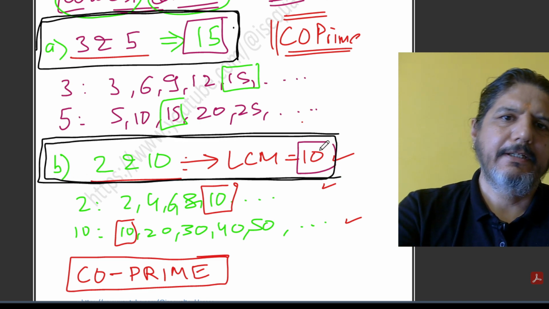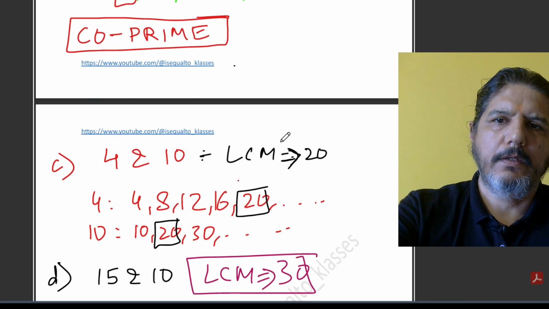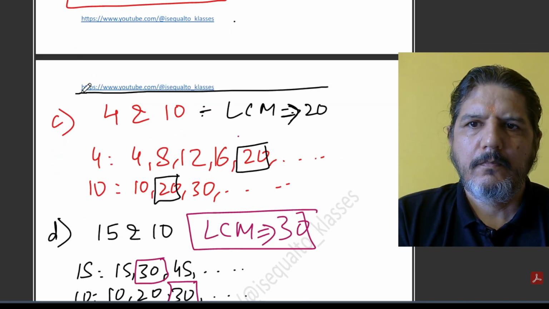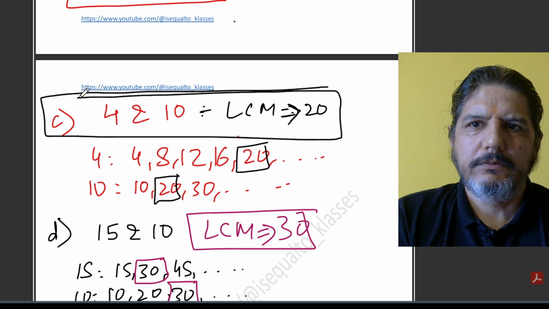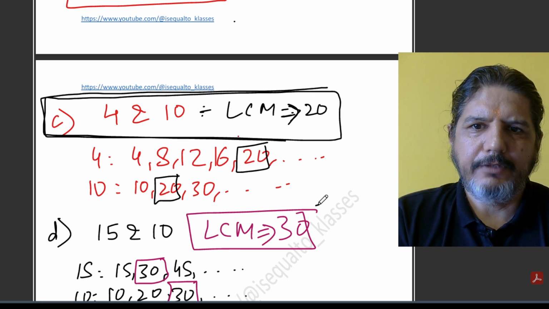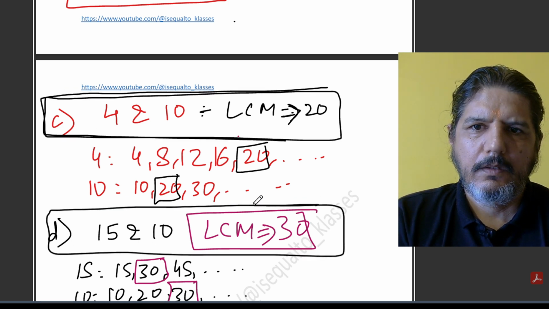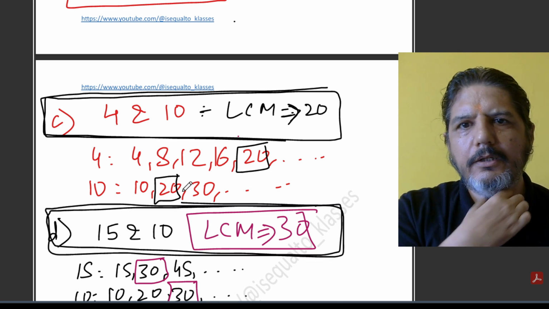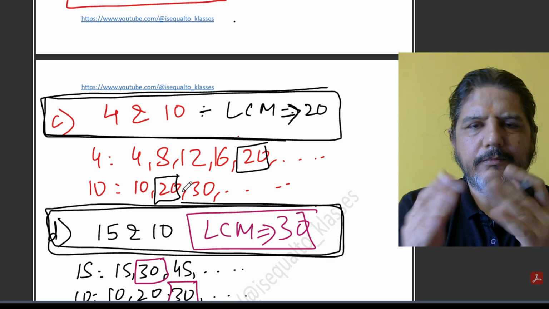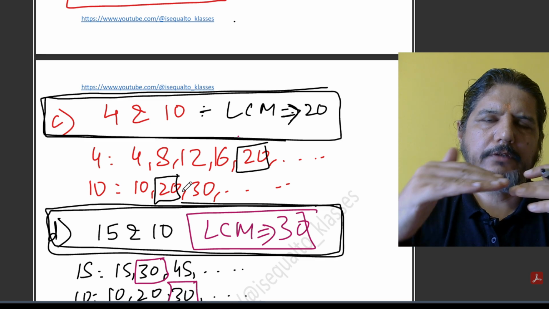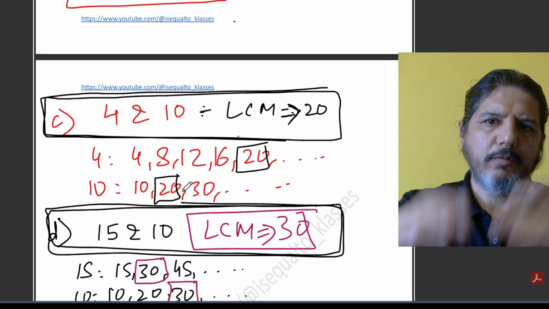The LCM of 2 and 10 is 10. The LCM of 4 and 10 is 20. And the LCM of 15 and 10 is 30. So this is how you introduce the concept of LCM. Basically it's a common multiple, but it's the lowest common multiple.